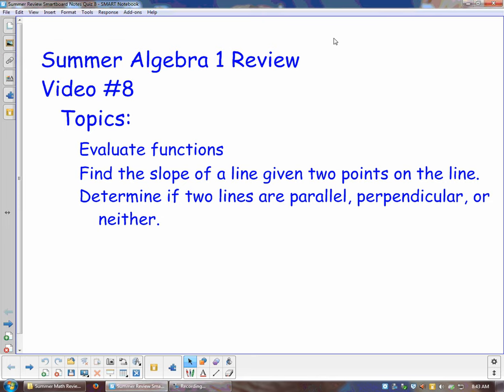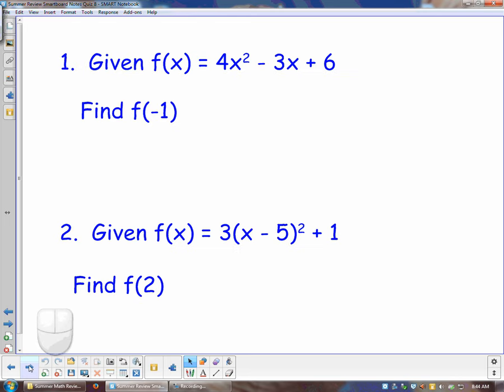We're looking now at Summer Algebra 1 Review, video number 8. The topics are evaluate functions, find the slope of a line given 2 points on the line, and determine if 2 lines are parallel, perpendicular, or neither. Let's take a look at our first example.